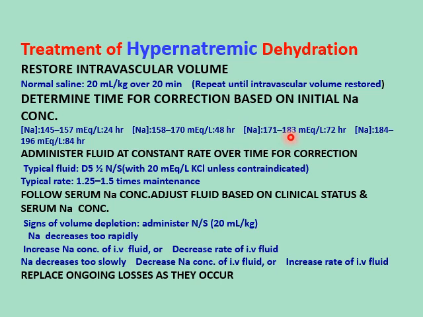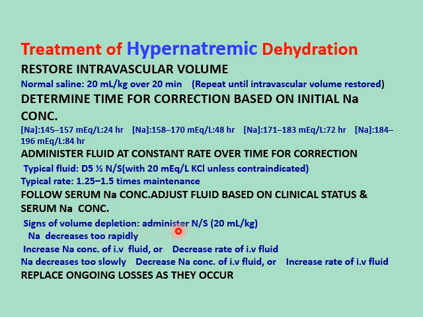More than 183 leads to 3 days or 72 hours to correct the fluid losses. If it is more than 184 to 196, more than 84 hours. Administer fluid at a constant rate over the time for correction. Typical fluid maintenance is half dextrose saline plus 20 milliequivalent KCl, less so if contraindicated given the renal function. Typical rate is 1.25 to 1.5 times the maintenance fluid requirement given in cases of hypernatremic dehydration. Follow the serum concentration, and adjust the fluid based on the clinical status and serum sodium concentration.